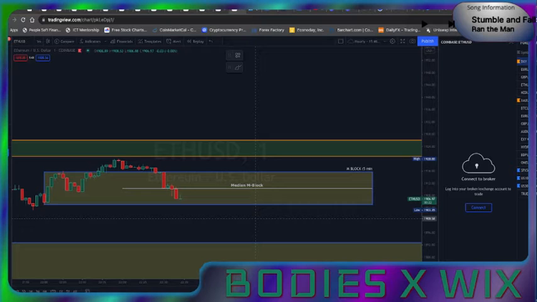So the breaker is going to do what it's supposed to do. It should stay in this box or above this box.